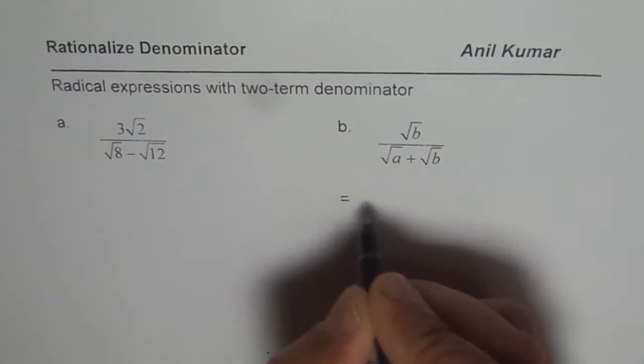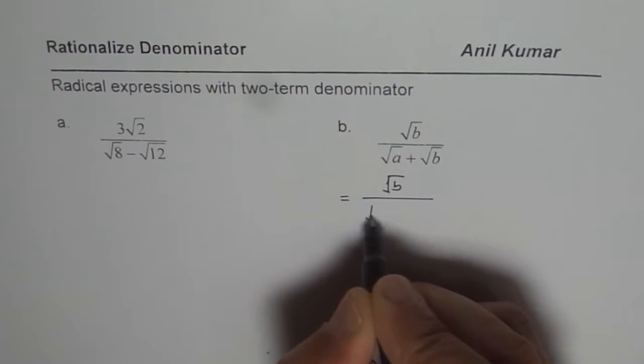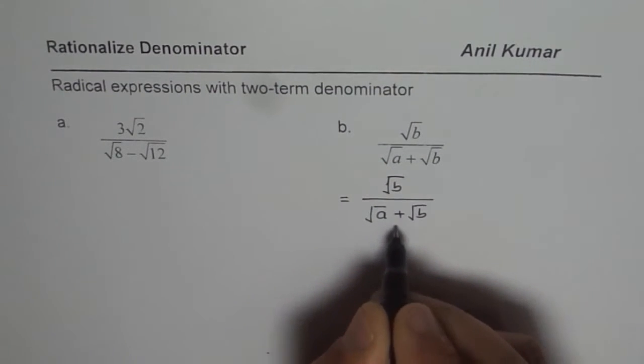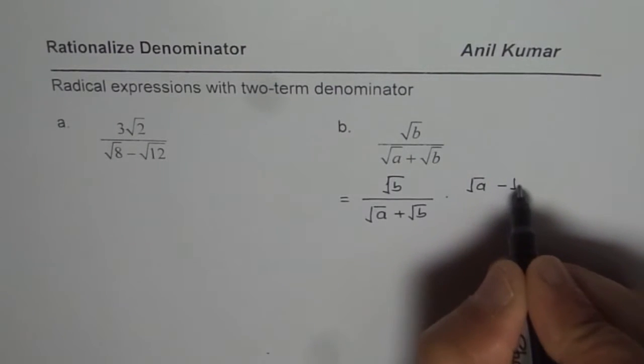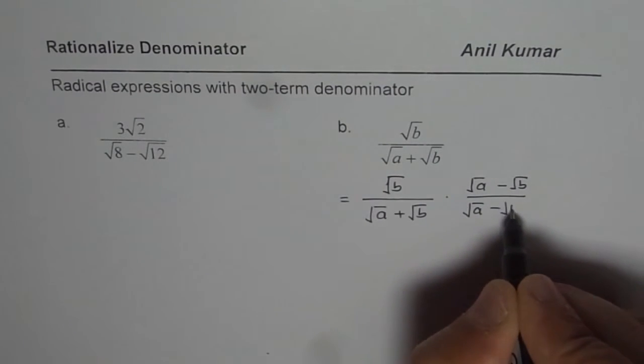So we could write this as square root b divided by square root a plus square root b. Since we are rationalizing the denominator, I have to multiply and divide by its conjugate, right? The denominator is square root a plus square root b, so we multiply and divide by square root a minus square root b, right? So this is what we get.